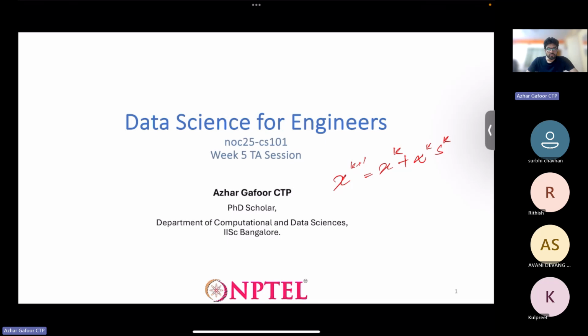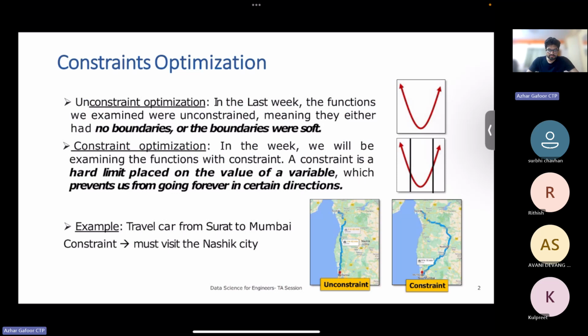Then we saw how the learning rate affects the convergence, how a high learning rate is sometimes better, and how it can cause oscillations, or how a smaller learning rate will take a lot of steps to converge. And we had discussed some problems related to gradient descent methods. So in today's class, we will be focusing on constrained optimization.